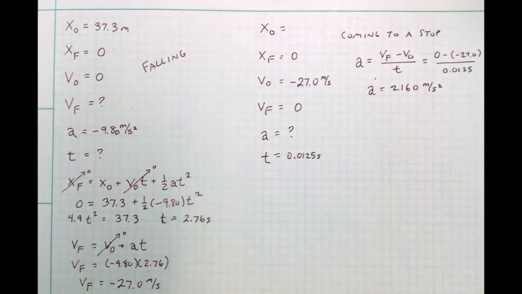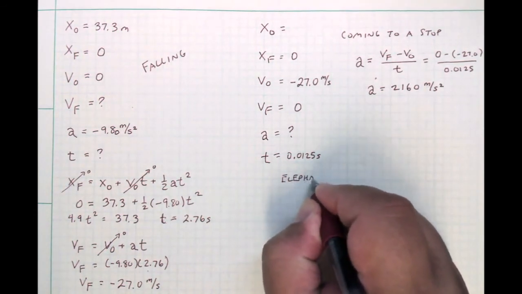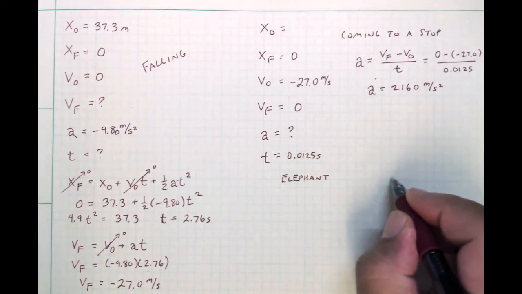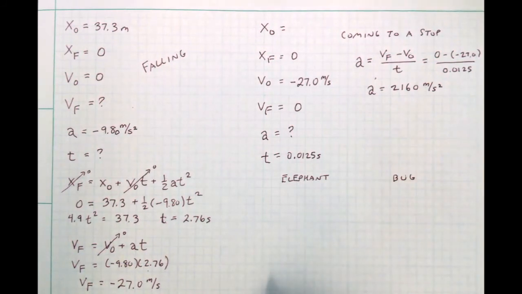Notice that the number is positive, indicating that the acceleration is upward, an upward acceleration to bring their downward velocity to a stop. This is the acceleration of both the elephant and the cockroach. There is no difference between the acceleration of the two. They have the same starting velocity, the same ending velocity, and come to a stop in the same period of time. The difference will occur when we go about calculating the net force felt by the elephant and the net force felt by the bug.